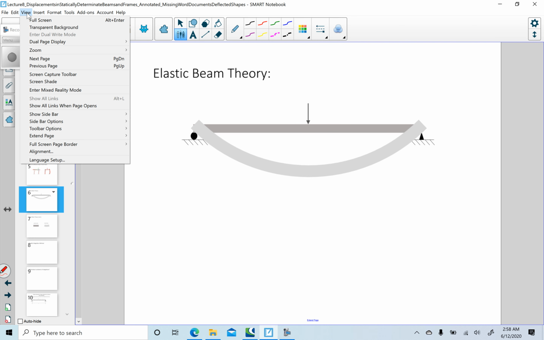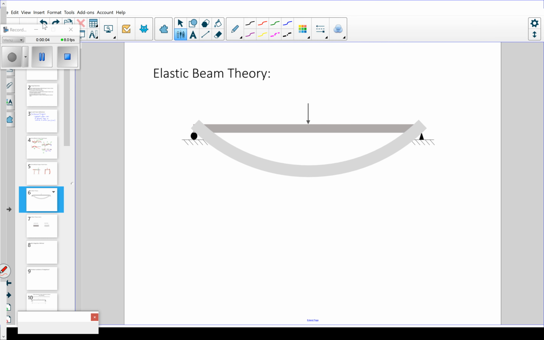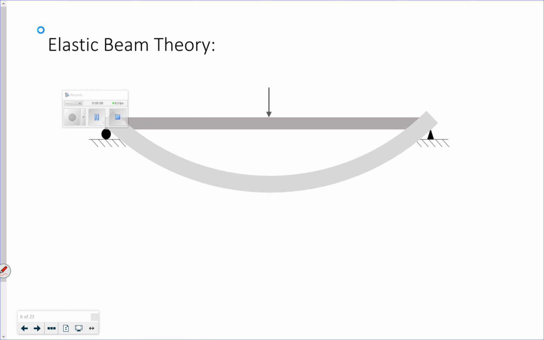Okay, now we're going to move. We're still talking about displaced shapes of beams and frames, and we're going to start talking about elastic beam theory. I know everybody loves theory, but I really think it's good to think about where equations come from and not just be given equations. So we're going to do a little bit of theory, everybody's favorite.